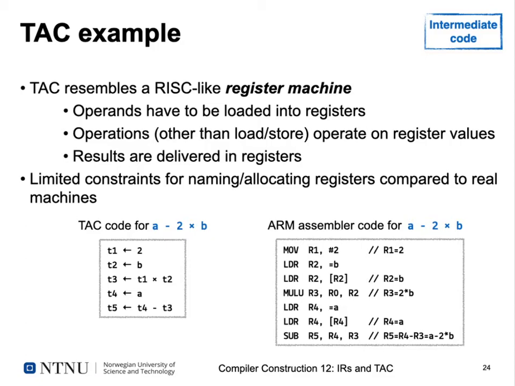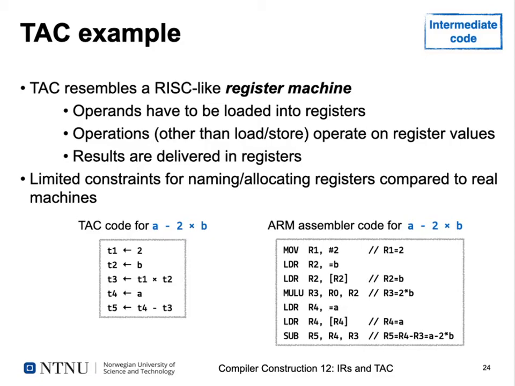We have limited constraints for naming and allocating registers compared to real machines, so we might have a machine that just has the real variable names, for example A and B as variables, and then has some intermediate temporary names in between, and we don't have constraints, for example, for many intermediate 3-address code representations that constrain the number of registers. So this makes it a bit simpler, because we only need to consider real-world constraints later on when we generate real machine code.